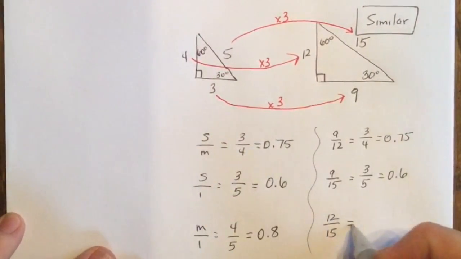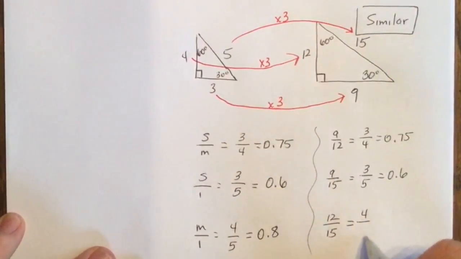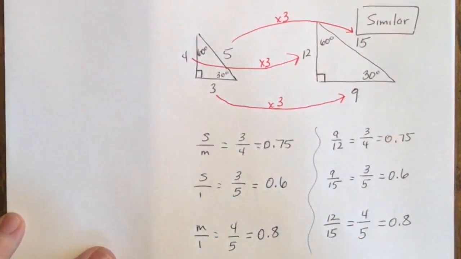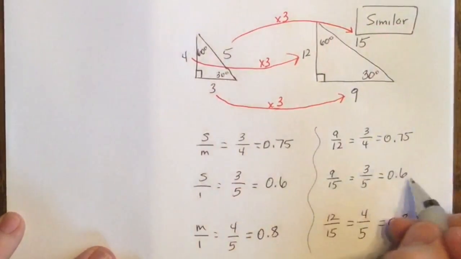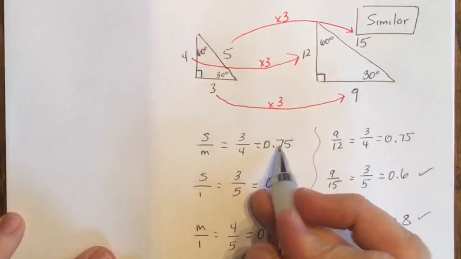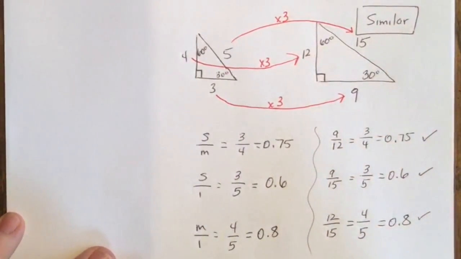And my middle to long is 12 to 15. Again, common factor of 3. 12 divided by 3 is 4. 15 divided by 3 is 5. 4/5 is 0.8. Notice now that each of these ratios is the same. 8/10 equals 8/10, 6/10 equals 6/10, 75 hundredths equals 75 hundredths. And I still have the information about the angles, so I would say that these are in fact similar.